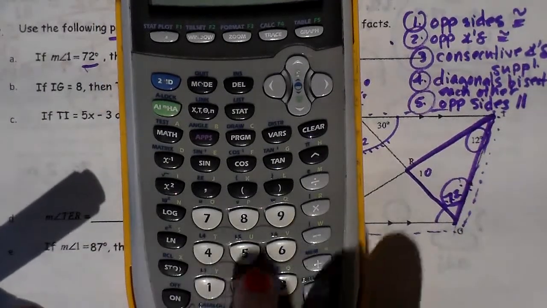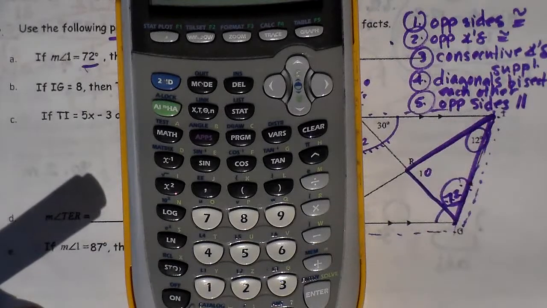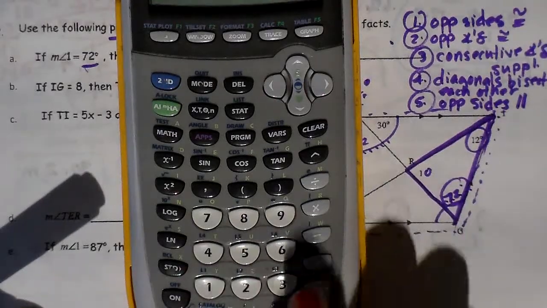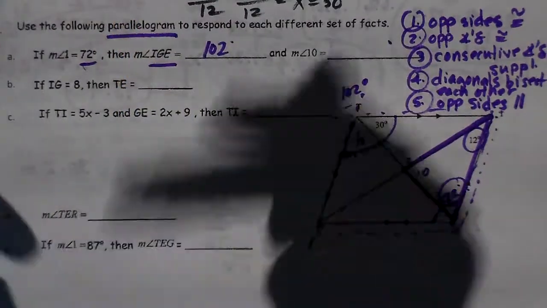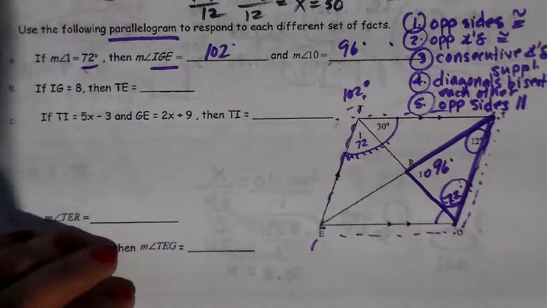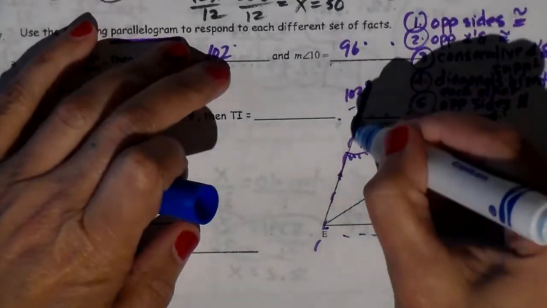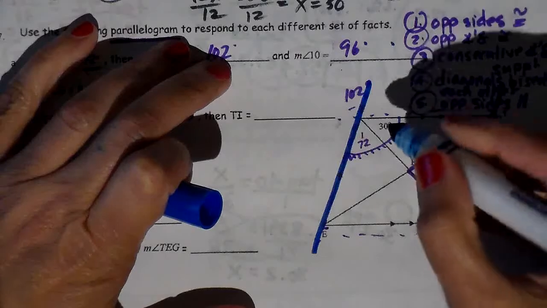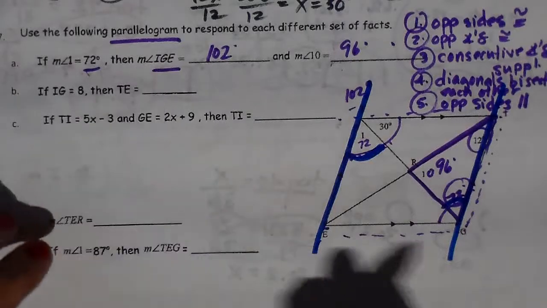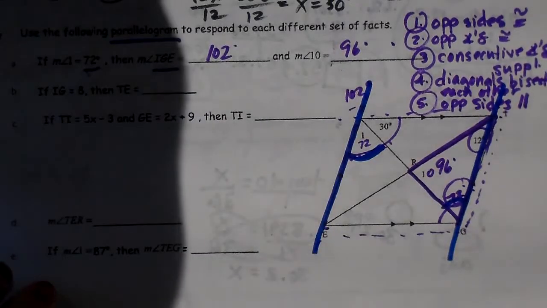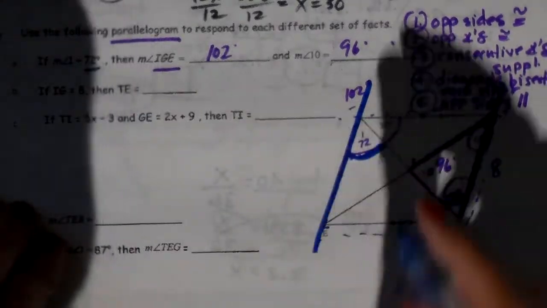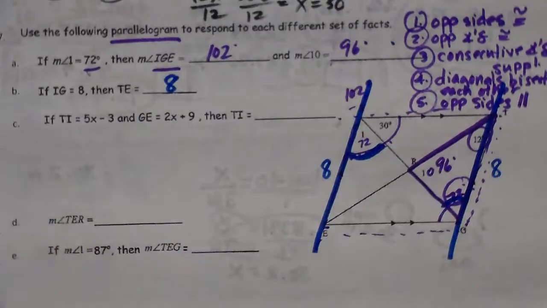12, 72, and the angle 10 add up to 180. So 72 plus 12 is 84. And then we want 180 minus 84, which means angle 10 is 96 degrees. So this is 96. Again, I used alternate interior. Imagine that this line and this line are parallel, 72 and 72. There's your alternate interior. Now, if IG is 8, then what's TE? Well, TE is the opposite, so it is also 8.